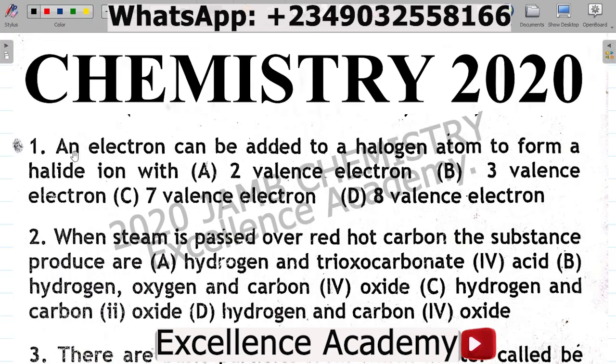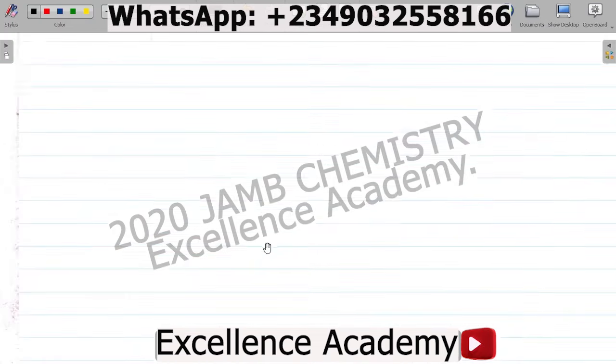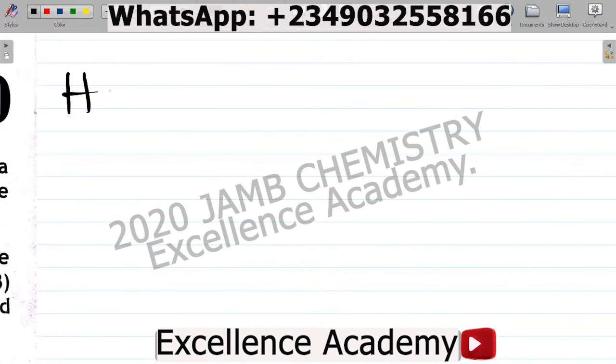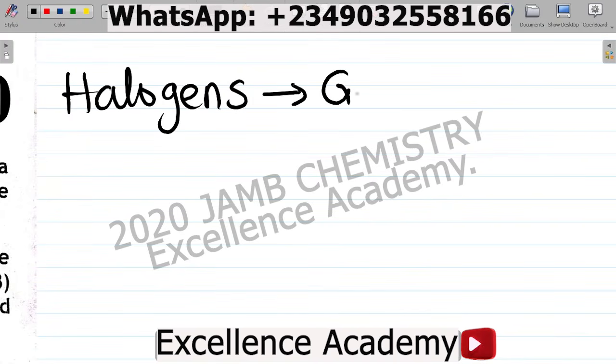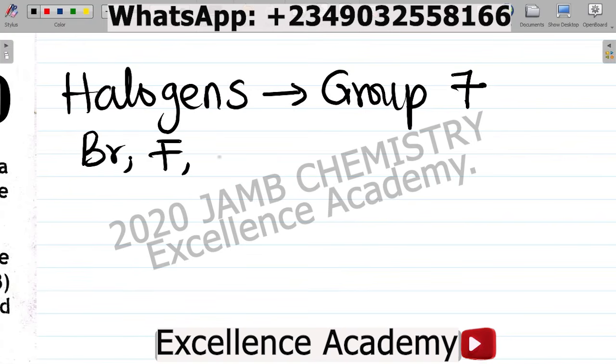First things first, they said an electron can be added to a halogen atom. What's a halogen atom? When we talk about halogens, we're talking about those elements in group 7. So halogens are group 7 elements. Examples include bromine, Br, fluorine, F, chlorine, Cl, iodine, and so on. So what you have here are some of the basic and most popular halogens.